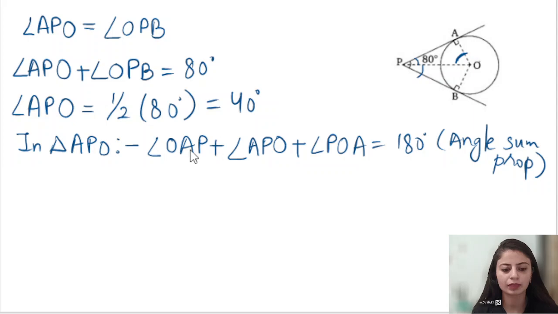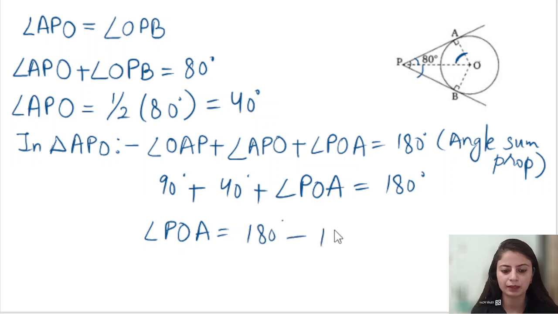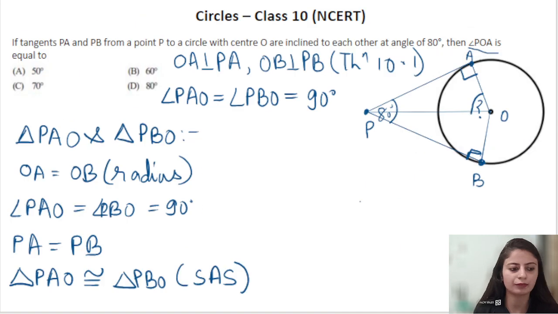Okay. Now angle OAP is 90 degrees. APO is 40 degrees. And we are supposed to find angle POA equals 180 degrees. So we can easily find angle POA. So 180 minus 130 degrees. This is 50. So angle POA is 50 degrees. So which option is correct? A option is correct.